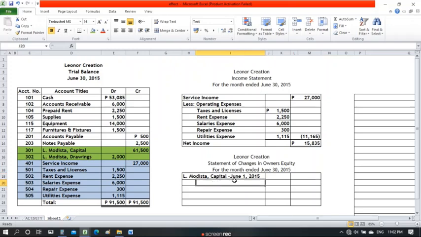So, as you can see here, we have two columns again, but dito, ang gagamitin nyo lang ay yung last column. So, leave blank nyo lang tong isang to, yung second column. So, from the beginning capital, if you don't have a beginning capital, so this is 0. And then, add the investment.